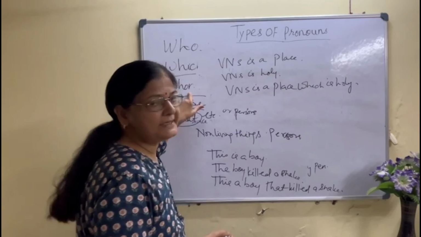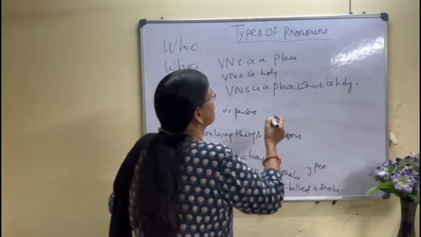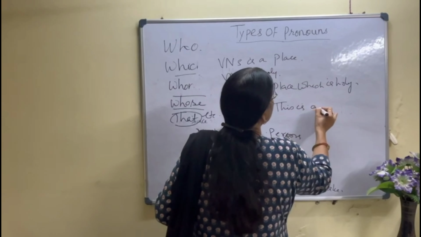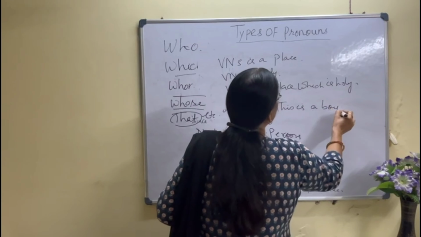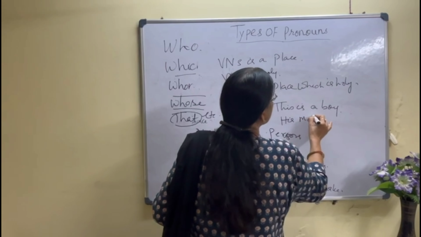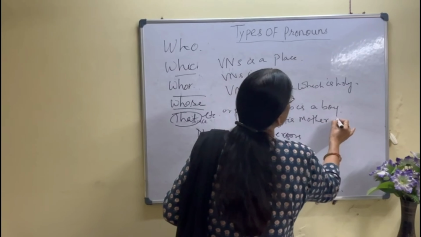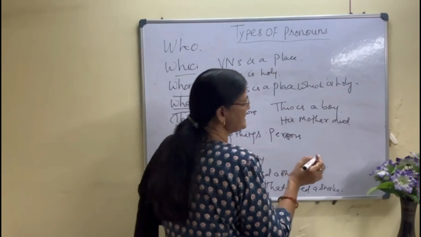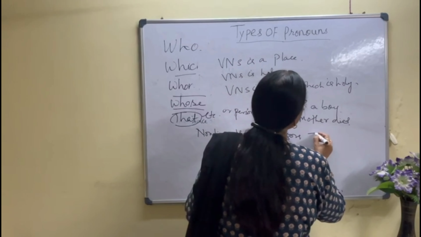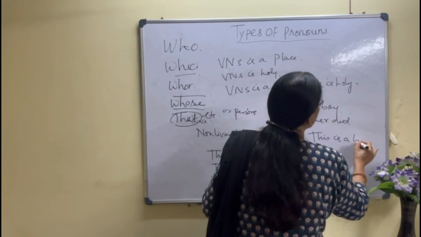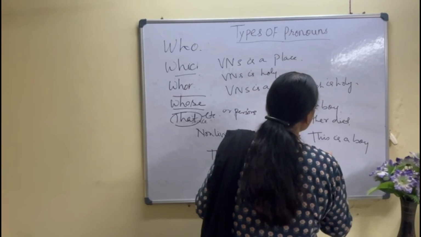Again, we see the example of whose. There is a boy. His mother died. These two can again be joined by a relative pronoun. This is a boy whose mother died.